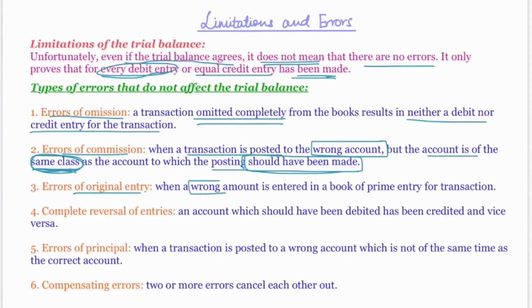Third, errors of original entry. This is when a wrong amount is entered in a book of prime entry for a transaction. For example, a sales invoice of $200 is entered in the sales journal as $20. Now, this can happen very frequently, therefore, it is important to be focused while posting the entries.